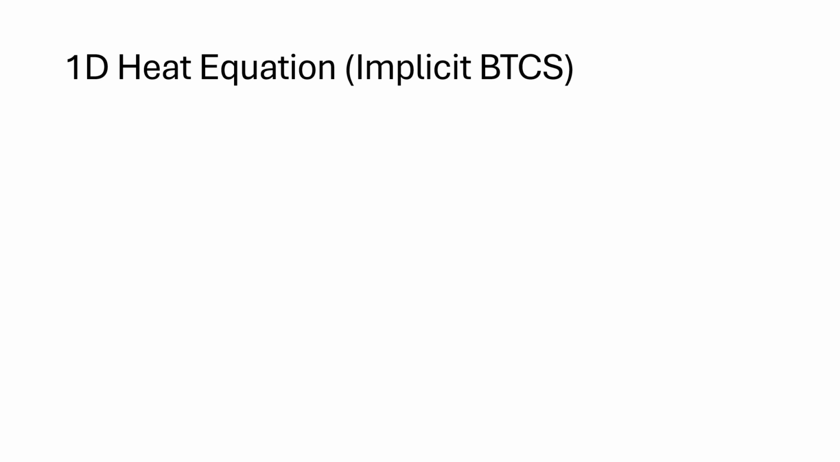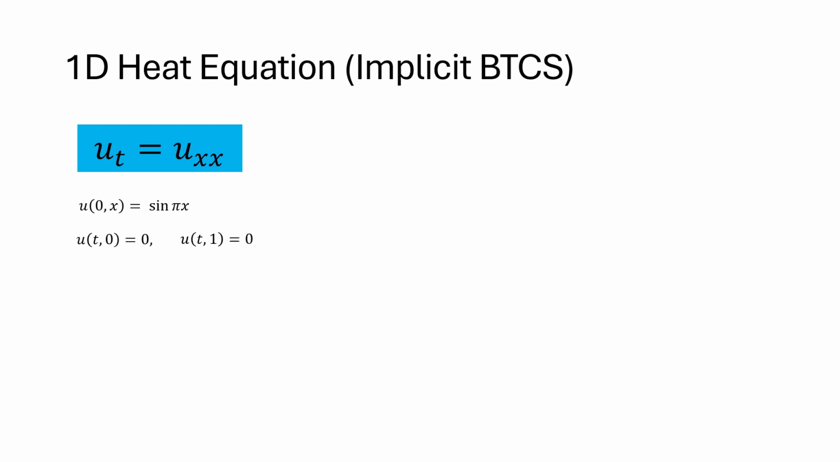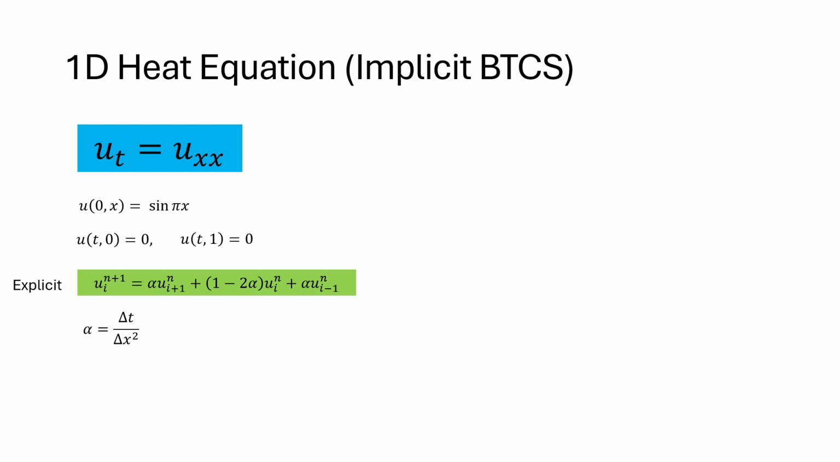Hello and welcome everyone. In the previous video, we looked at the one-dimensional heat equation with these initial and boundary conditions, and we tried to solve it using an explicit finite difference scheme. Here, alpha is equal to delta t over delta x squared, and delta t is chosen based on the stability criterion, which is that delta t must be less than or equal to 0.5 delta x squared.